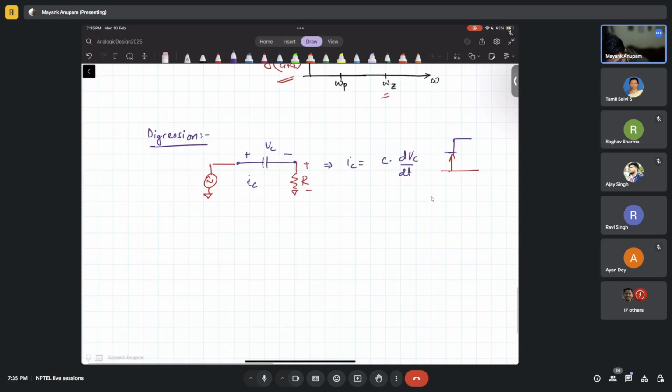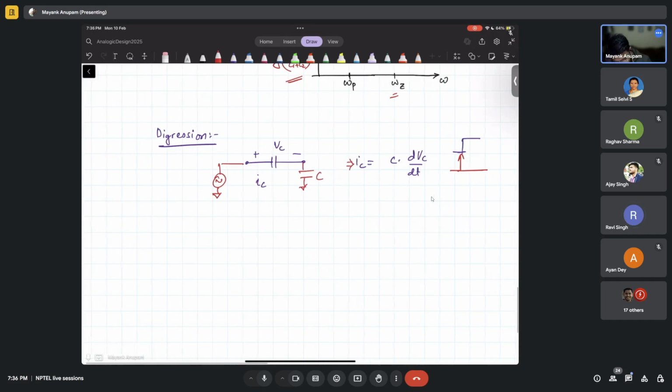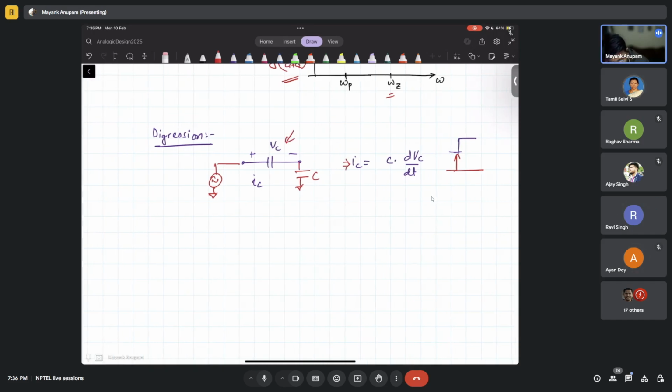Now tell me something. If instead of this resistor, I have a capacitor here, is it possible? Can the voltage across this capacitor Vc change instantaneously? Yes, sir. Again, the same thing will happen, right? The voltage will change instantaneously, so there will be an infinite current, right? Yes. There will be infinite current.